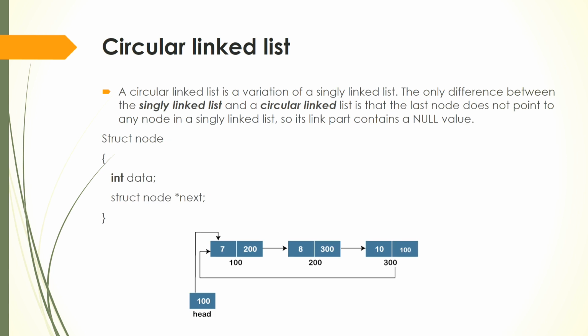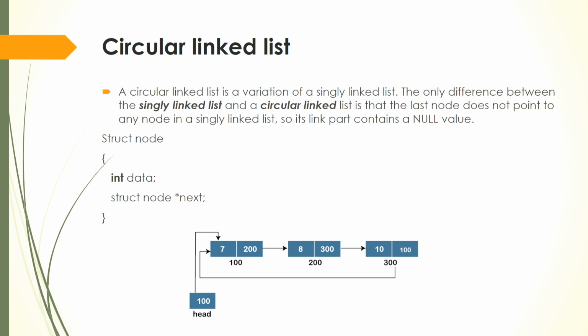Now coming to the circular linked list. A circular linked list is a variation of a singly linked list. The only difference between the singly linked list and the circular linked list is that the last node does not point to any node in a singly linked list. So its link part contains a null value, right? Again, the last node does not point to any node in a singly linked list, so its link part contains a null value.